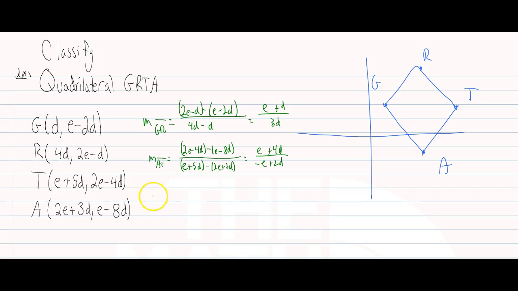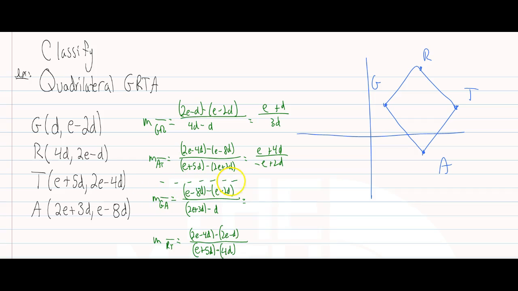I could do one more check, go for the slope of GA, and also the slope of segment RT. So I've got those all set up to subtract and divide. So for our first one, this comes out to negative 6D over E plus 3D. And for the slope of segment RT, this one's going to come out to negative 3D over E plus D. And none of these segments have the same length. So my best name for this one is just a plain old quadrilateral.